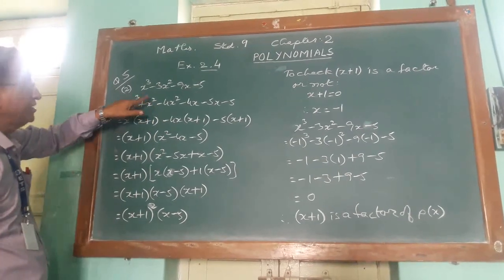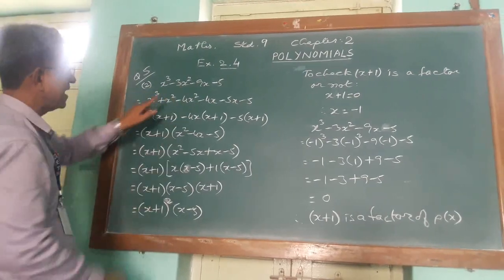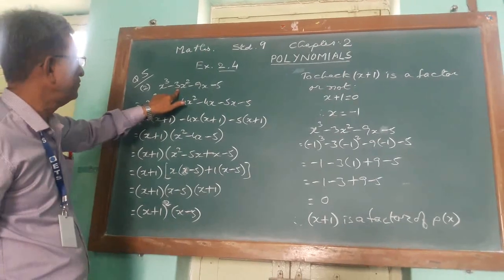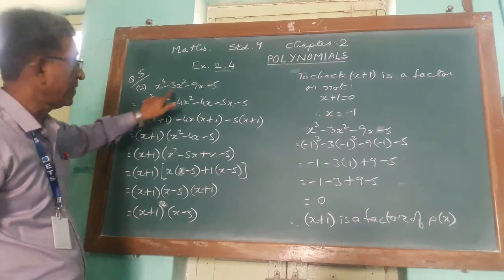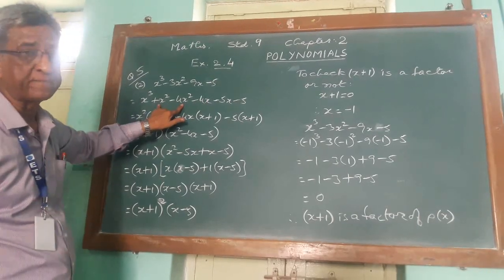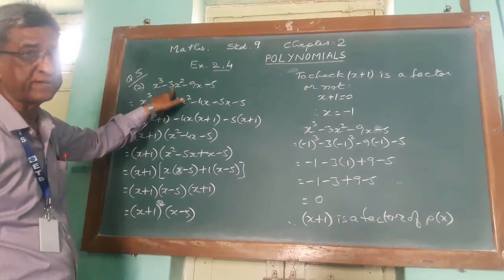Now simplify. Here you have minus 3x square. Here you have minus 3x square. So I have to write such a term which gives you minus 3x square. As I have written x square, so x square minus 4x square. X square minus 4x square gives you minus 3x square.